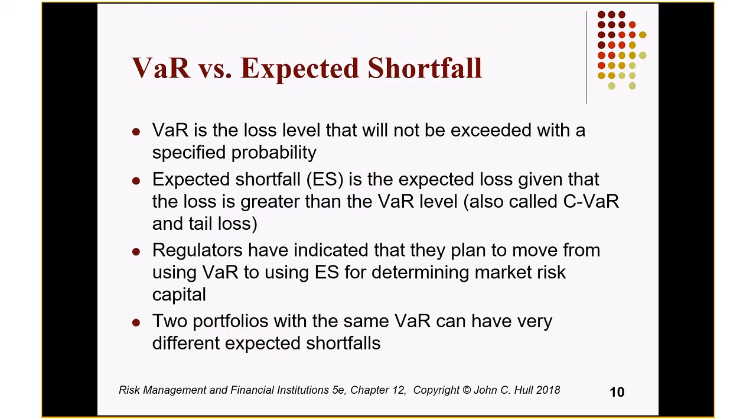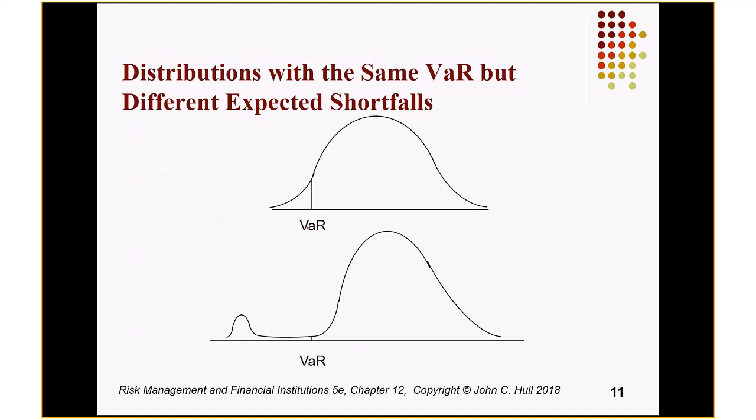VaR is a loss level that will not be exceeded with a specific probability. Expected shortfall is the expected loss given that loss is greater than the VaR. Regulators have indicated that they plan to move from using VaR to using expected shortfall for determining market risk capital. Two portfolios with the same VaR can have very different expected shortfall. The first time you see it, you have no idea what's going on, but it's actually fairly simple. So that's what it looks like.